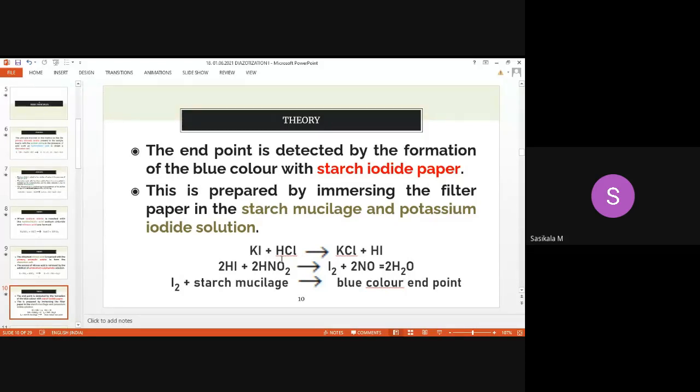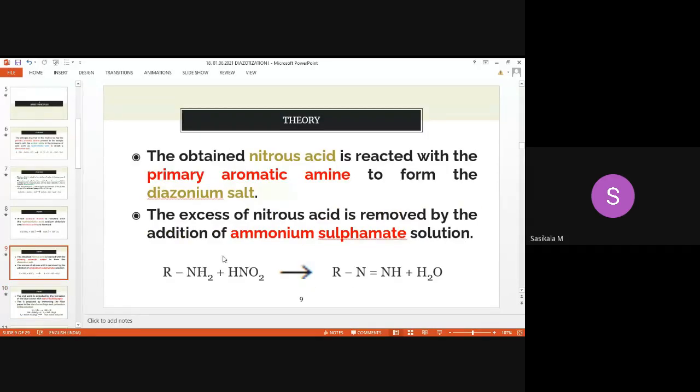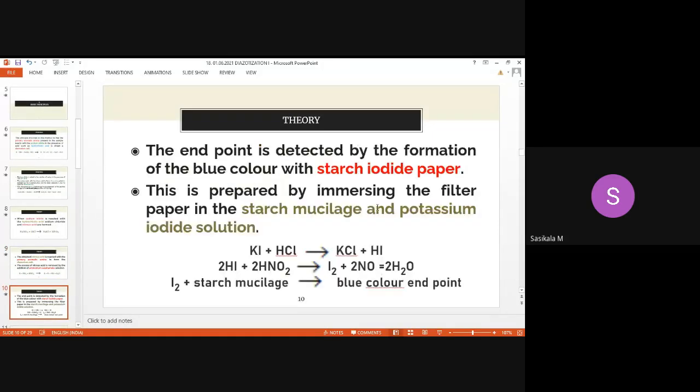By means of which reagent? Nitrous acid. We have excess of nitrous acid after conversion of primary aromatic amine into diazonium salt, and we get iodine. And this iodine is reacted with starch mucilage. Starch mucilage will be added to the paper, and it gives the blue color endpoint. So the appearance of this blue color represents the endpoint of titration. That means it indicates all the primary aromatic amine has formed diazonium salt.